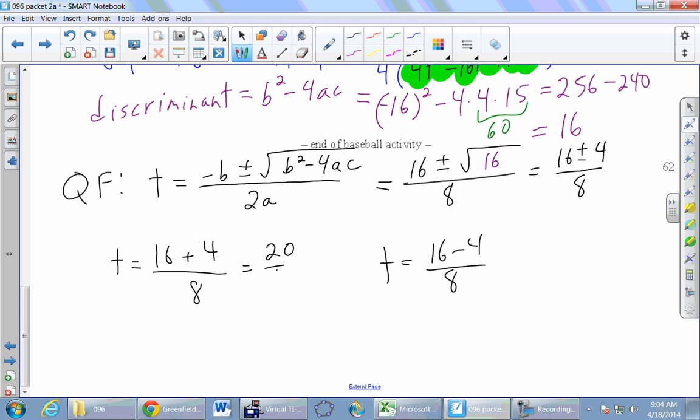So the first one is 20 over 8, which is 5 over 2. 2.5. 12 over 8 is 3 over 2, 1.5.